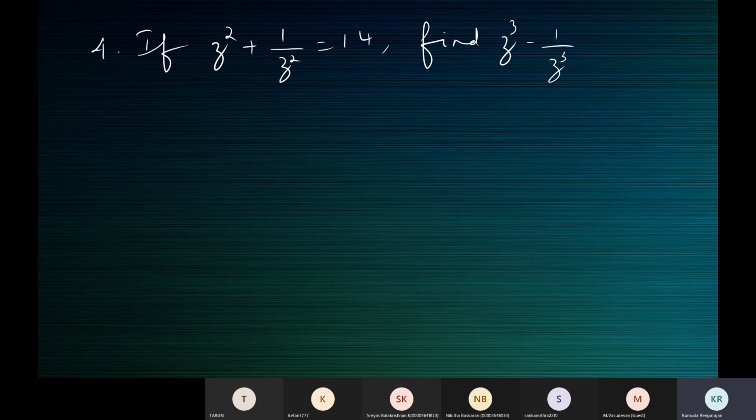Children, please answer if you're able to try or not able to recall. Kindly let me know. The first thing is you'll have to find the value of z minus 1 by z. Only with the help of that value can you find the value of z cubed minus 1 by z cubed.